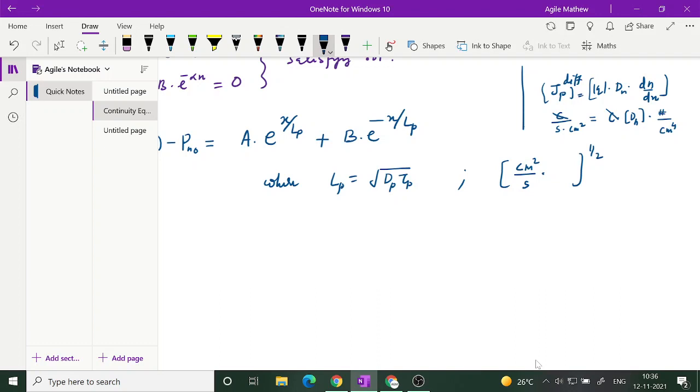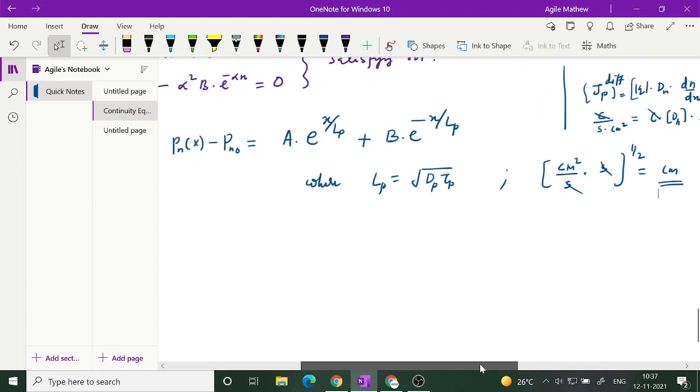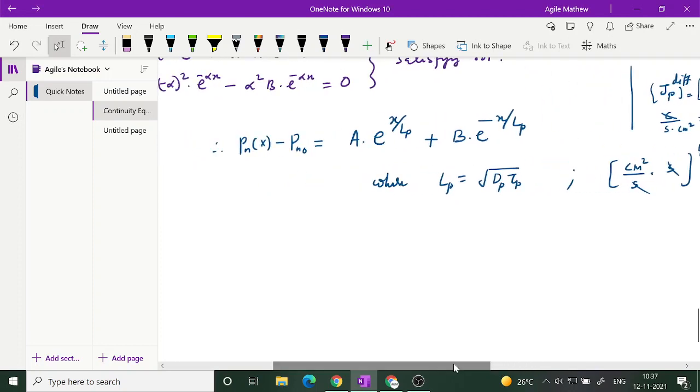Now tau p we already know has unit seconds, so this will cancel, and we get centimeter, which is the unit of length. That's why I am calling it Lp, and after a while I will interpret what this length stands for. This is a characteristic length that I am after.